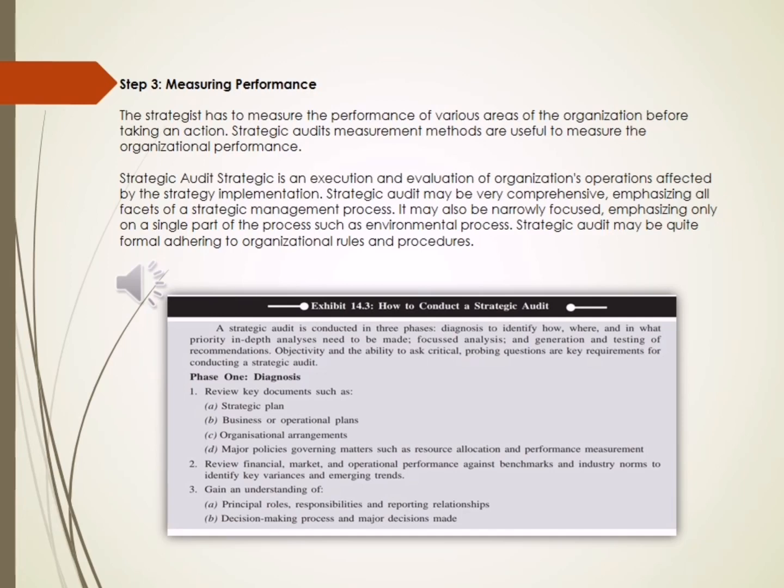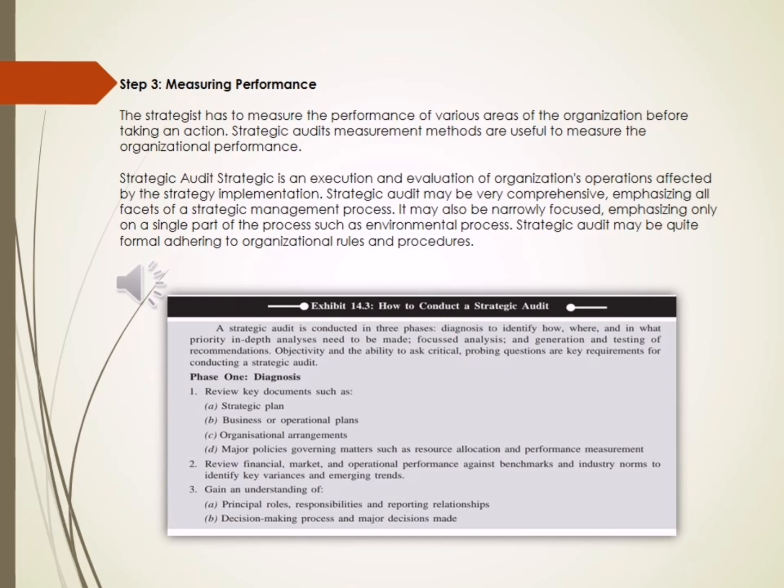For phase 1, diagnosis. Number one is review key documents such as first the strategic plan, then the business or the operational plans, then organizational arrangements and the major policies governing matters such as resource allocation and performance measurement. So those four documents must be reviewed. So that's under the phase 1 diagnosis.